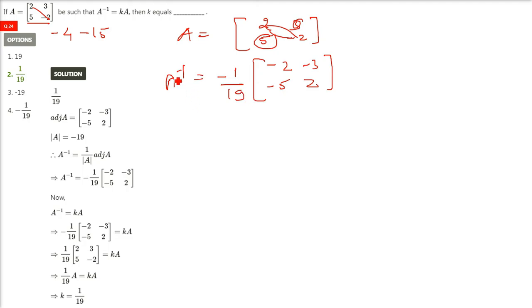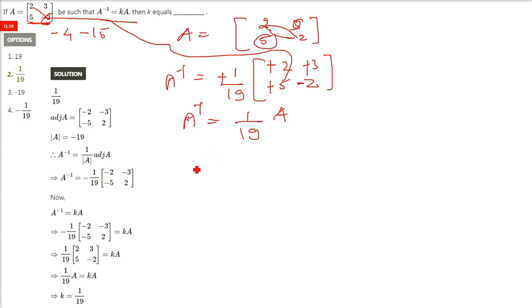Now let us equate this with A inverse equals KA, because the question is saying that A inverse is equal to KA. Now I'm taking the negative inside the matrix, so it will be plus 1 by 19. Now I'm equating, what is this? 2, 3, 5, minus 2. This is your original matrix, it is A. So A inverse equals 1 by 19 A. So what is the question saying? A inverse equals KA. By these two, K is equal to 1 by 19. This is your answer.